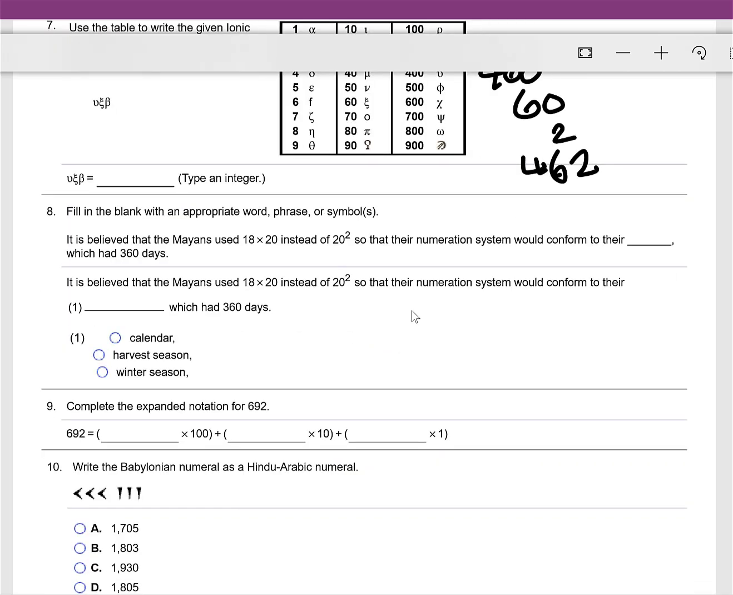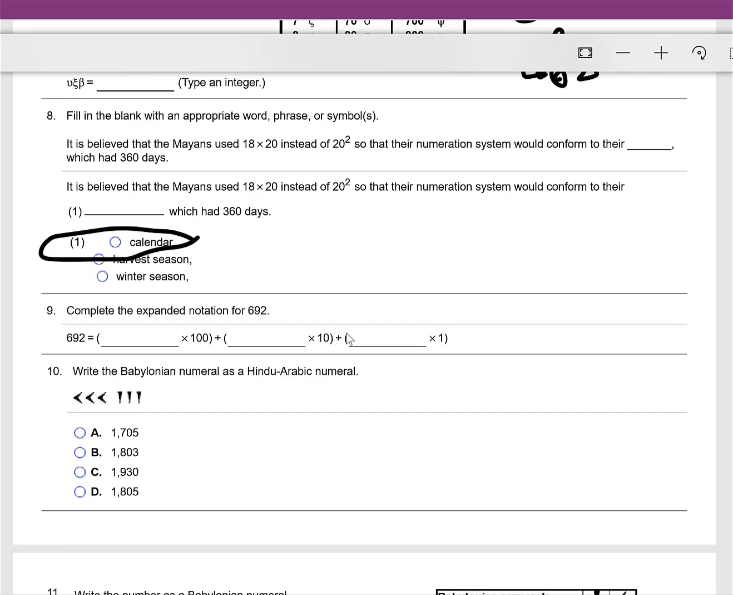It is believed that the Mayans used 18 times 20 instead of 20 squared, so their numeration system would conform to their what, which had 360 days, and that was their calendar. Write the expanded notation for 692. So it's going to be 6 times 100 plus 9 times 10 plus 2 times 1.